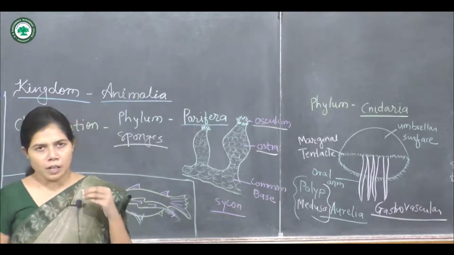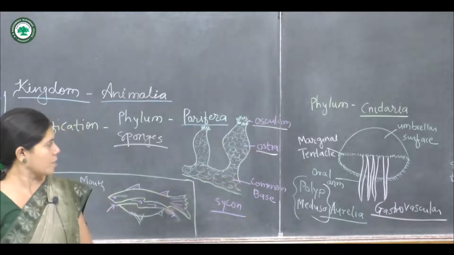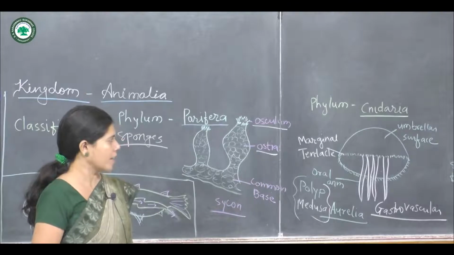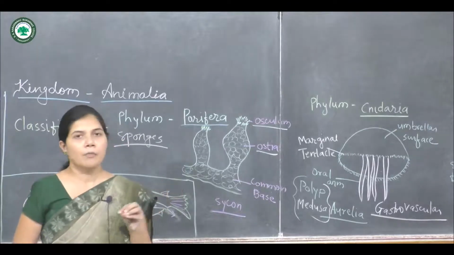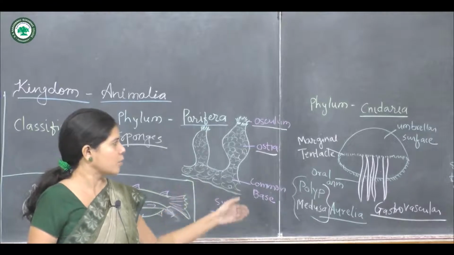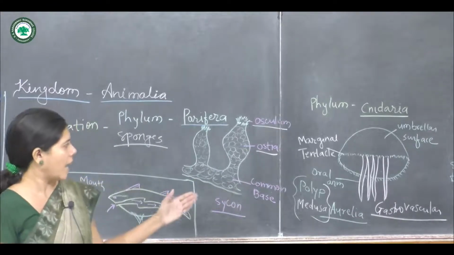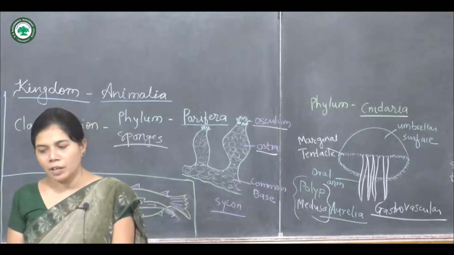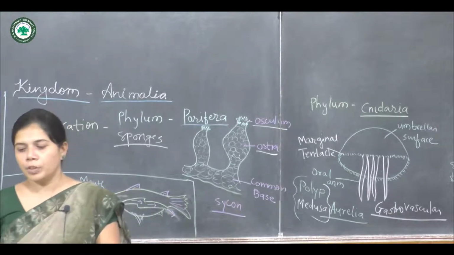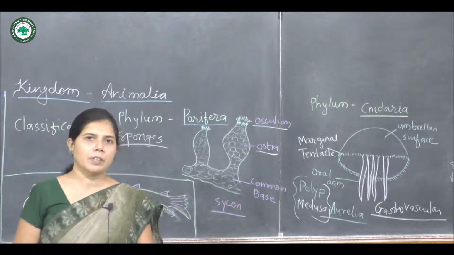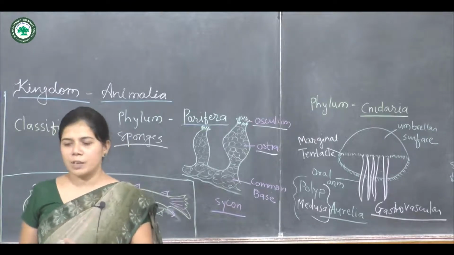Again, the oral arms or the tentacles in the body are for adhesive purposes, meaning they adhere to the substratum, and the oral arms are for capturing the prey or food. Again, the Cnidarians reproduce both asexually as well as sexually.